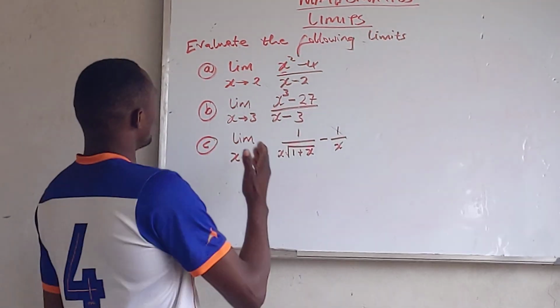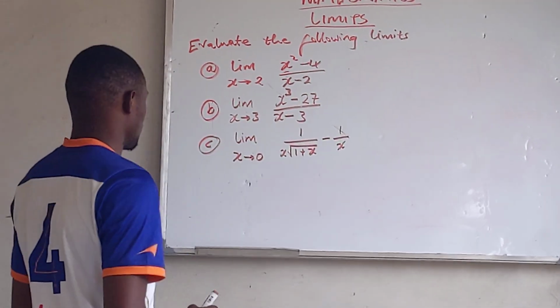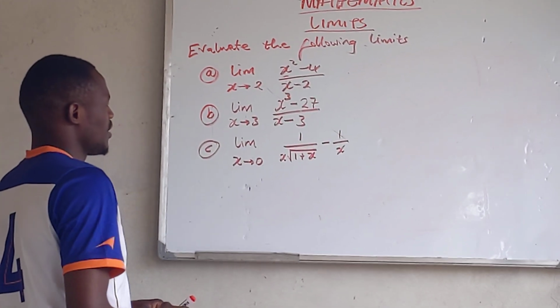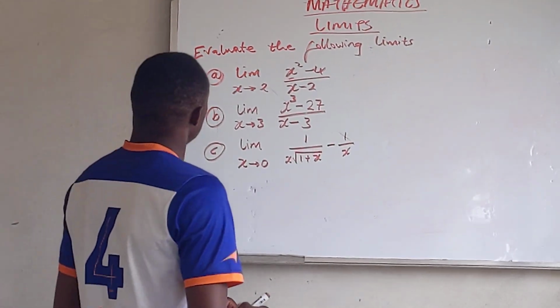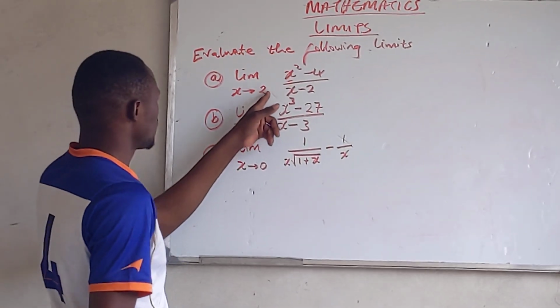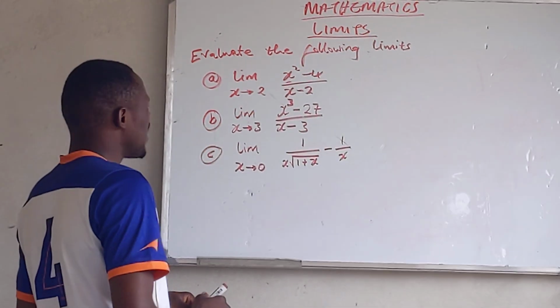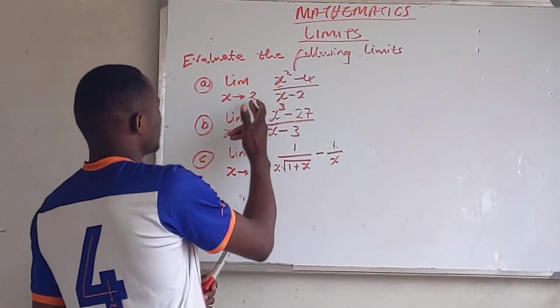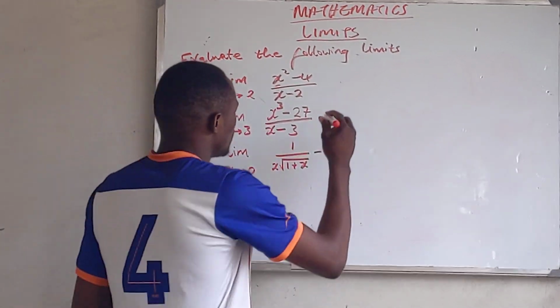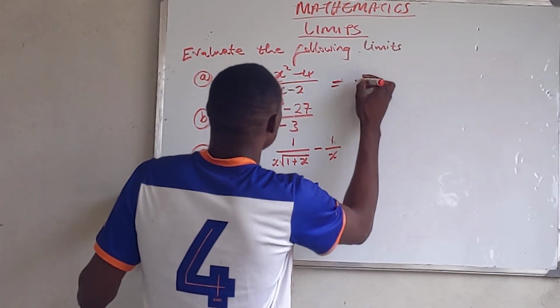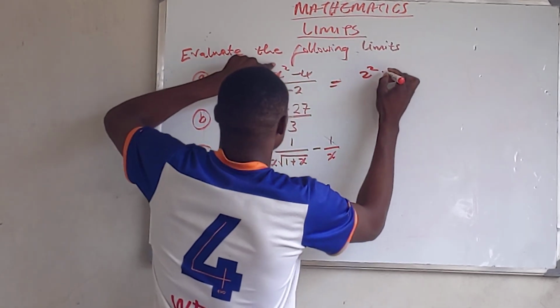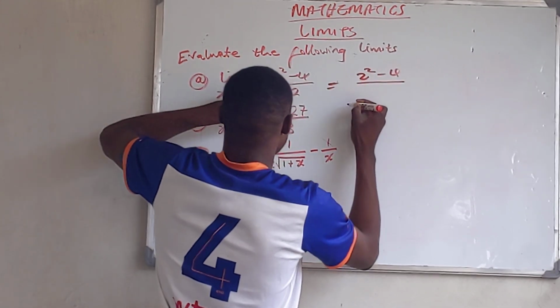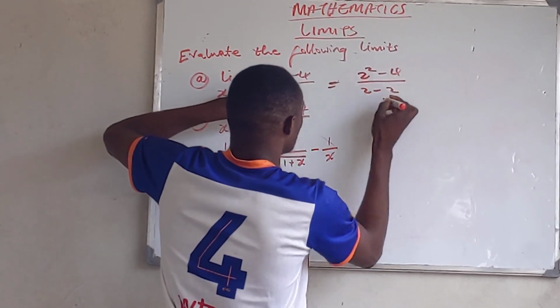Okay, so evaluate the following limits. Question number 1. The limit as x approaches 2 of this. Okay, now let's try to substitute x by 2. So we'll have 2 squared minus 4 divided by 2 minus 2.